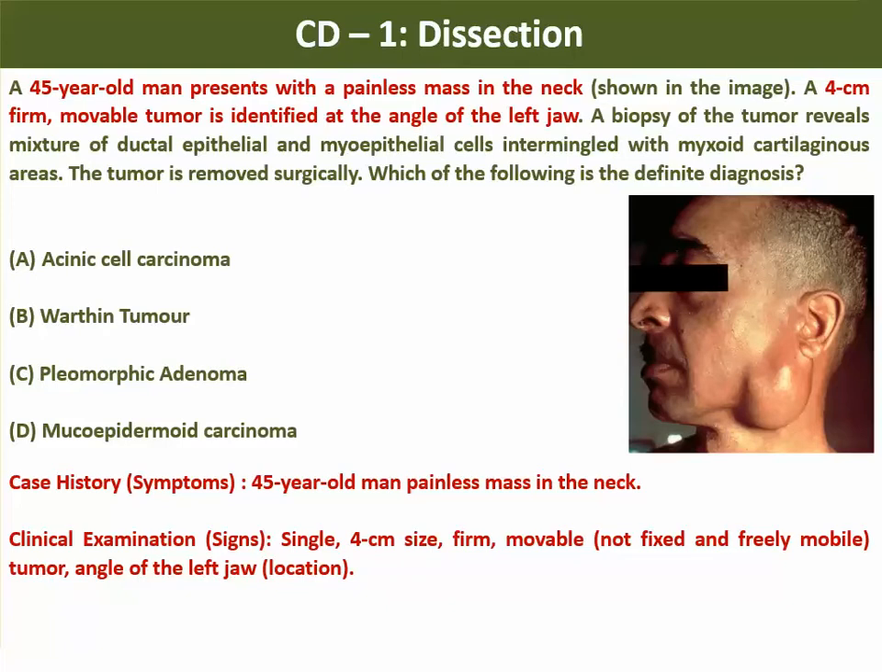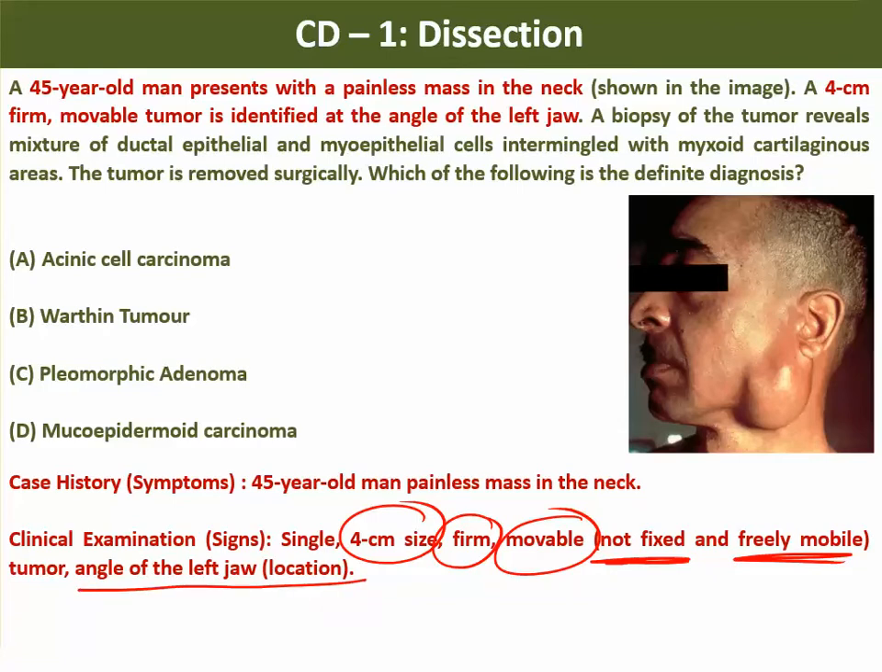The consistency of the tumor is firm and the size is 4 centimeter. You see the mobility of the tumor, and it is movable, which means it is not fixed and it is freely mobile. And the location of the tumor is at the angle of the left jaw. In the clinical picture, it is elevating the ear lobule. So this is the second component, the clinical examination findings.